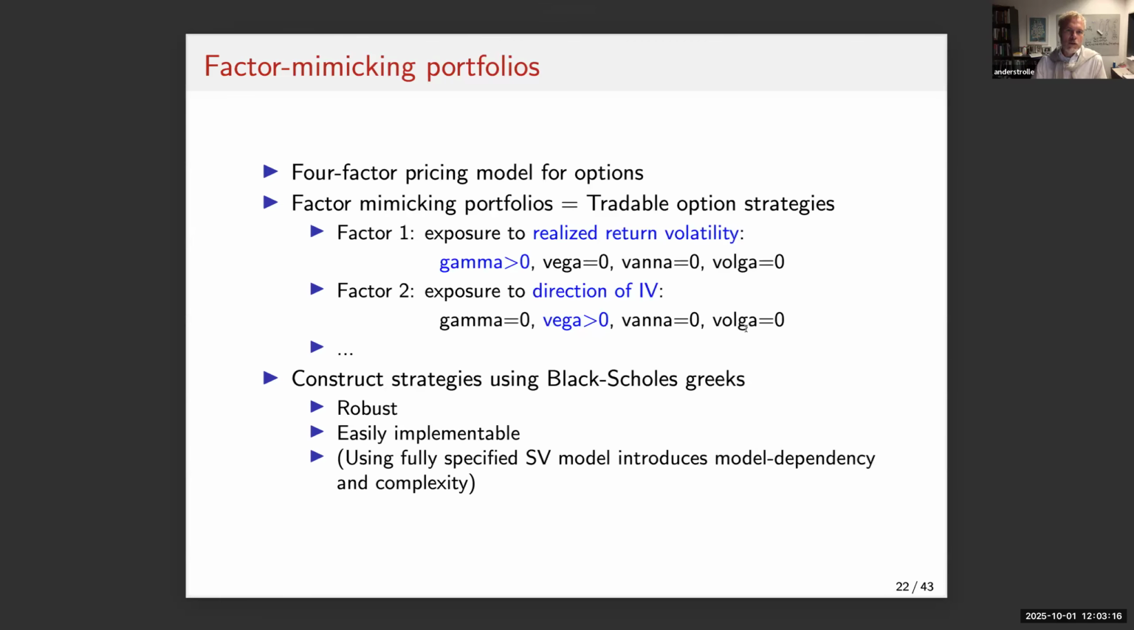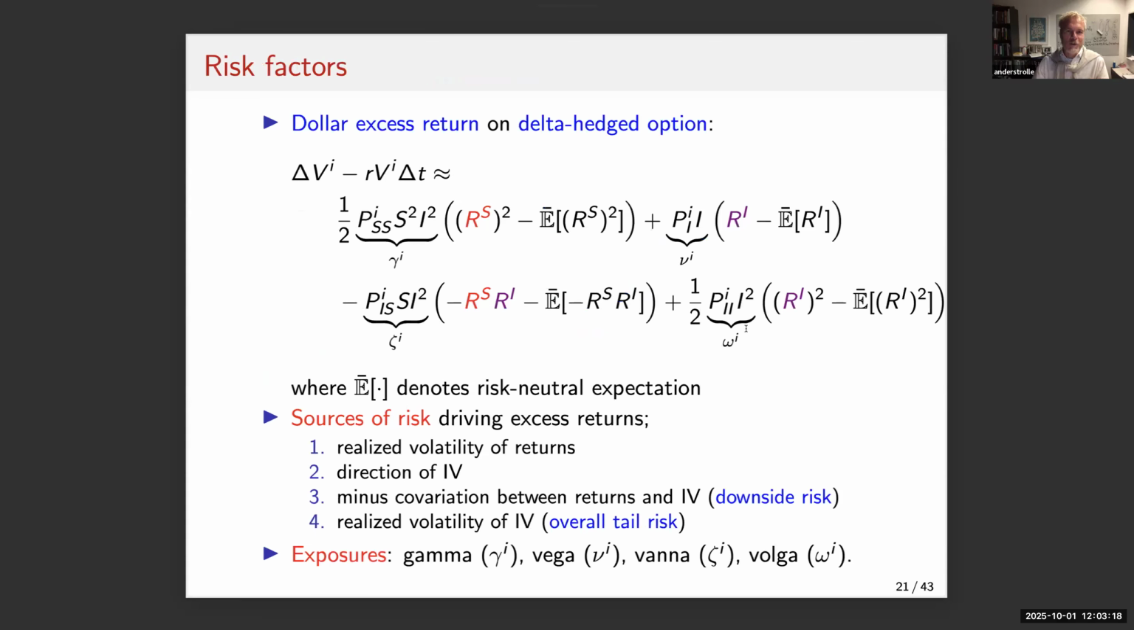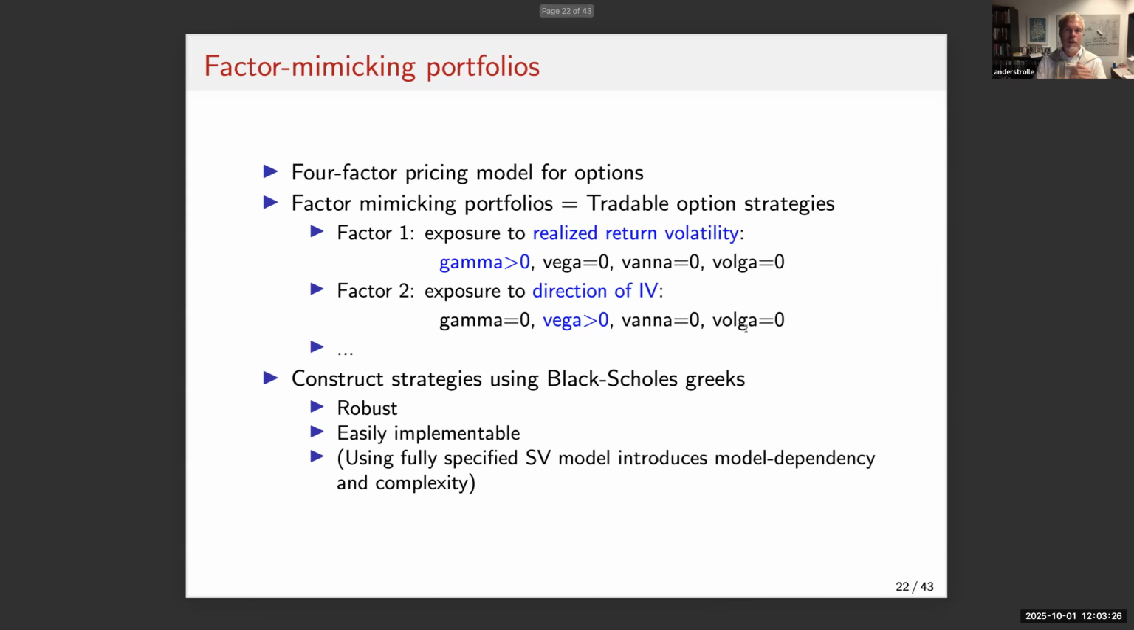And then the idea is that this is a 4-factor model for option returns. And then we construct factor mimicking portfolios, so portfolios that are highly correlated with each of the risk factors. So tradable option strategies, where the first factor has large exposure to realized return volatility, second one has large exposure to the direction of implied volatility, and so on. So ideally, we want to construct factors, the first factor having positive gamma and 0 exposures otherwise, second factor having positive vega and 0 exposure otherwise, etc.